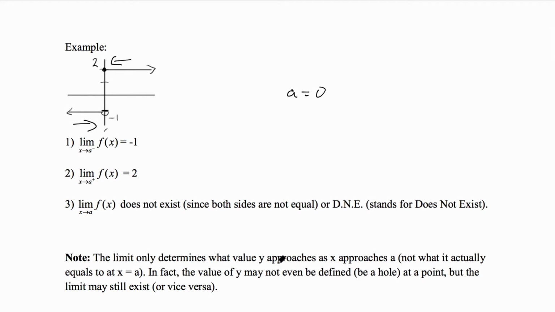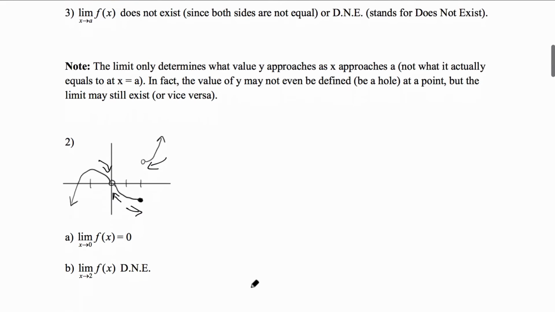All right. So the limit determines what y value, again, is being approached. Now, you may have a hole. The actual y value of a function may not even exist at that point, and that's okay. The limit and the actual y value at that point are not always going to be the same. So keep this in mind for your discussion this week.